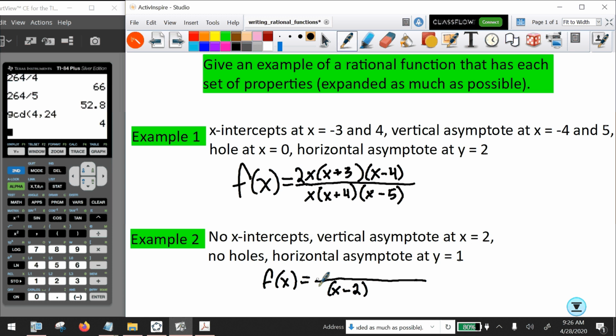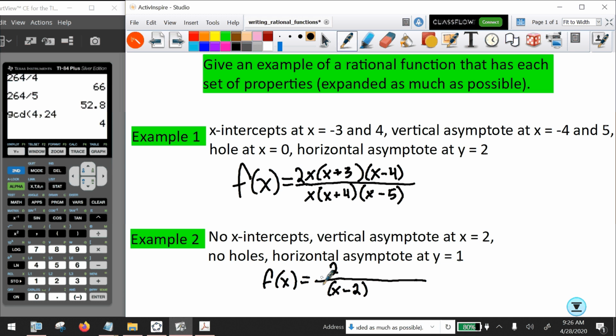A way that you can force there to be no x-intercepts is by understanding that the x-intercepts are values of x that equate the numerator to 0. And one way that you can achieve this is by just putting a number up there. That would make sure that there's no x-intercepts because 2 is just not going to equal 0. But right now, the horizontal asymptote would actually be at 0 because the degree of the numerator is less than the degree of the denominator.